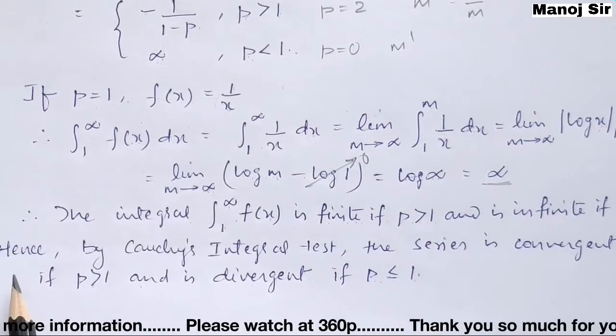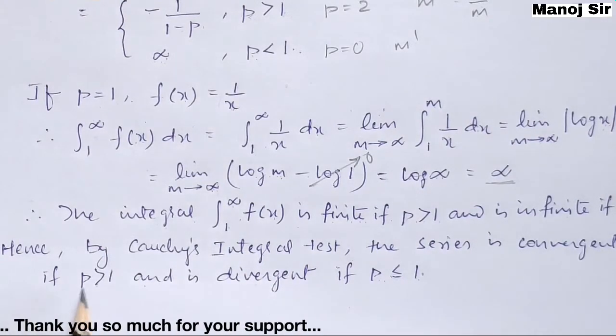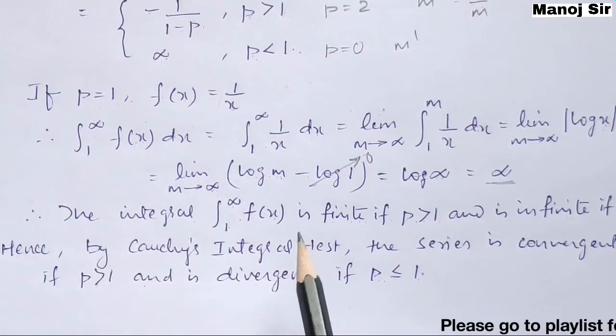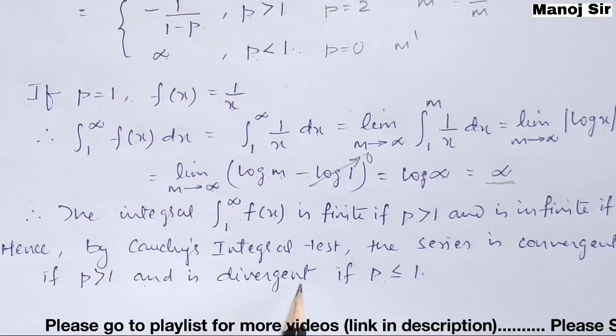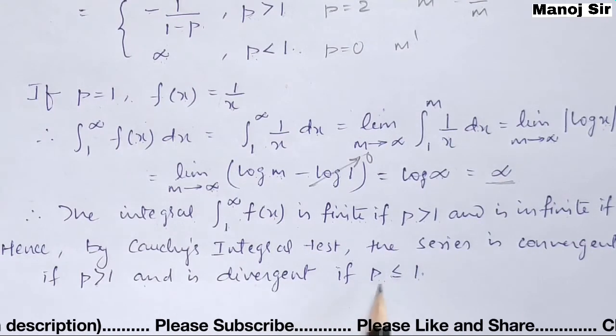I repeat this once again. Hence by Cauchy's integral test, the series is convergent when p is more than 1, because when p is more than 1, the integration is not infinite, it is finite. And it is divergent when p is less than or equal to 1, because in this case you got the integral as infinite.